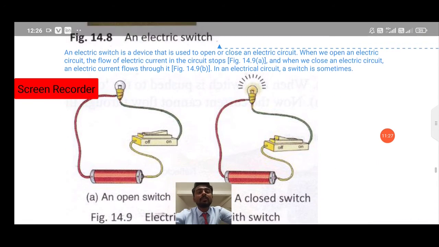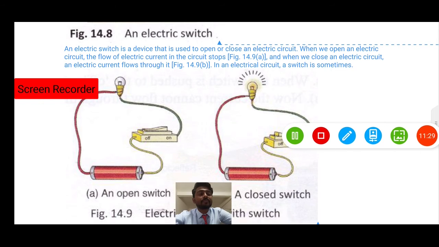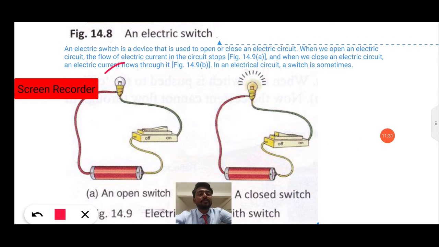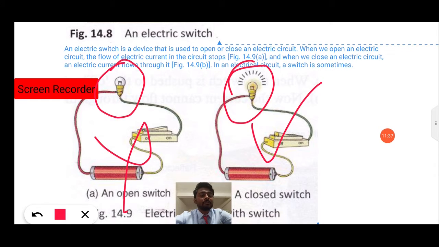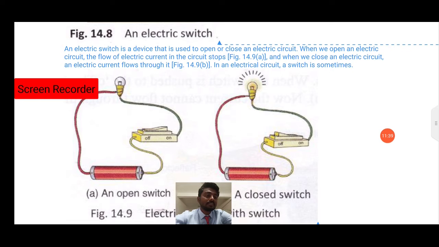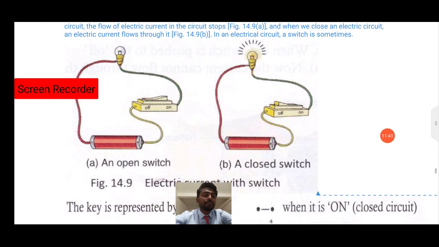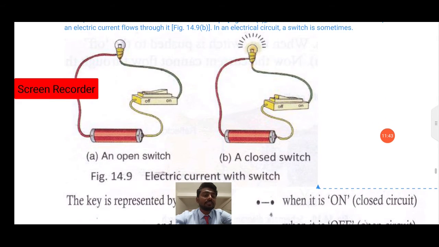Bulb will not glow. See. In the open switch the bulb will not glow, but in the closed switch the bulb will glow. All of you understand about these things? So this is the open switch and the closed switch. So electric current with the switch.